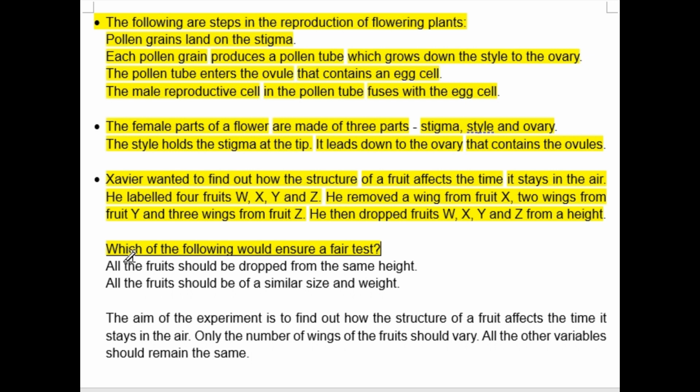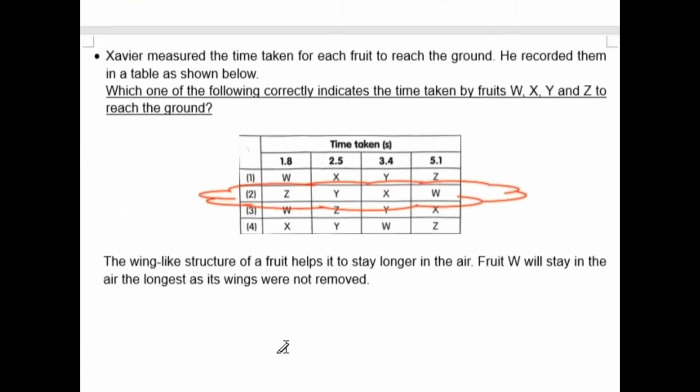All the fruits should be dropped from the same height. All the fruits should be of a similar size and weight. The aim of the experiment is to find out how the structure of a fruit affects the time it stays in the air. Only the number of wings of the fruits should vary. All the other variables should remain the same.